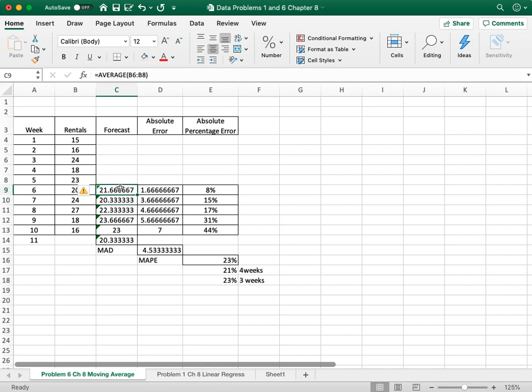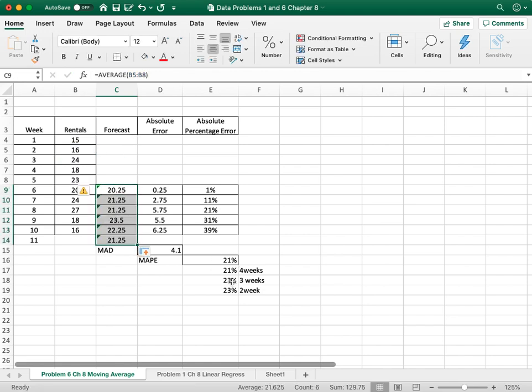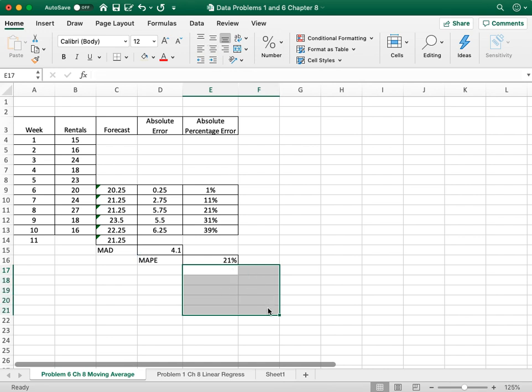Let's take a look for 2 weeks. This is the 2 weeks moving average. Well, that's 23% as well, right? So which method should I use? Well, I should use 4-week moving average, right? Because it's the lowest error that I have. So let's go back to 4-week moving average. That's the best method to use because that's the lowest error. Okay? Does that make sense? So that's the answer for this problem.